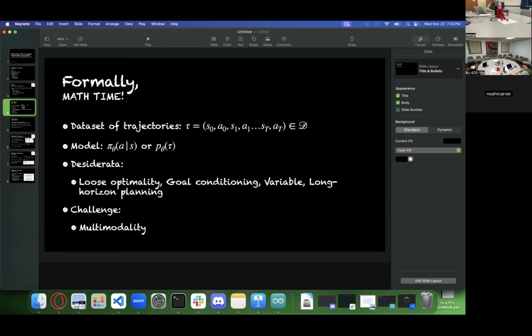Okay. And if we're just going to try and learn a direct state to action, it's essentially going to try and average all of these different modes together into one way of solving the problem that doesn't necessarily exist.